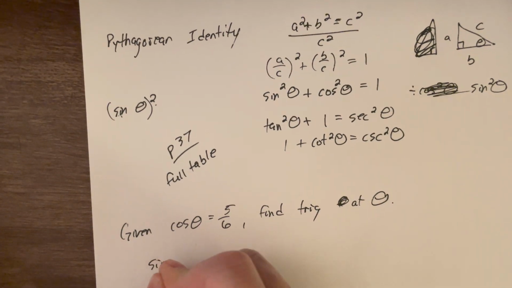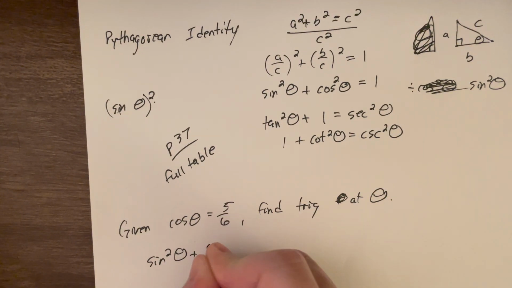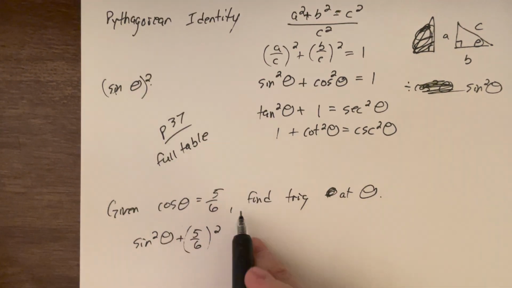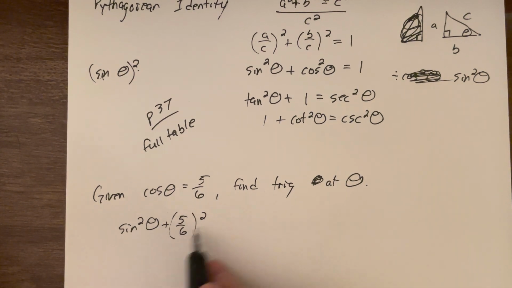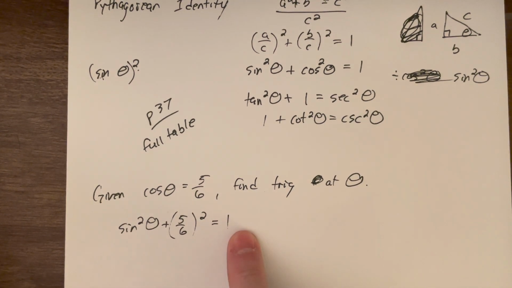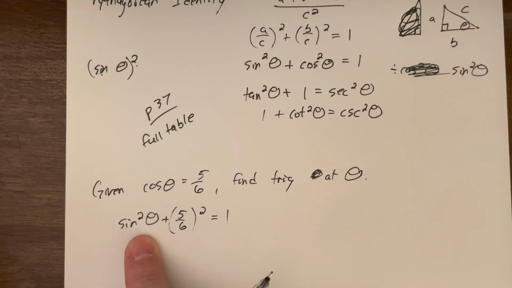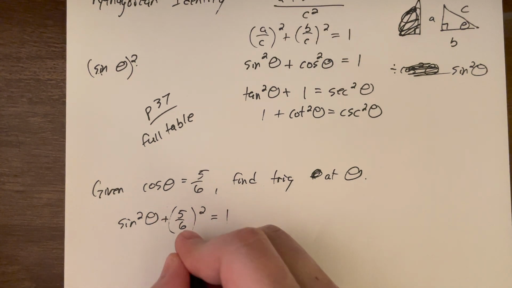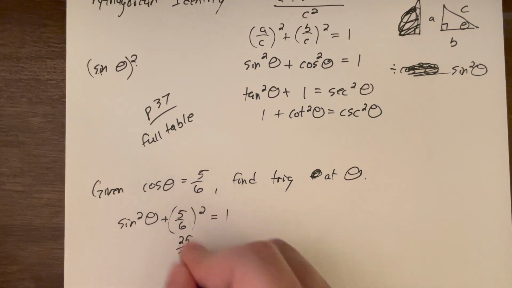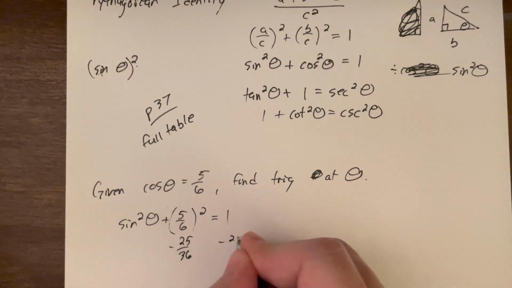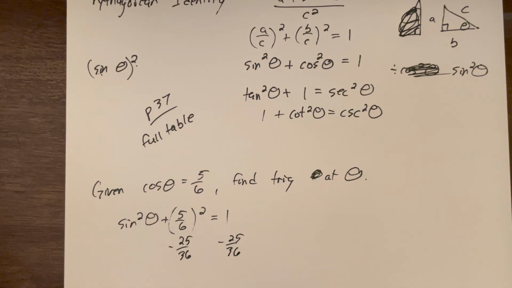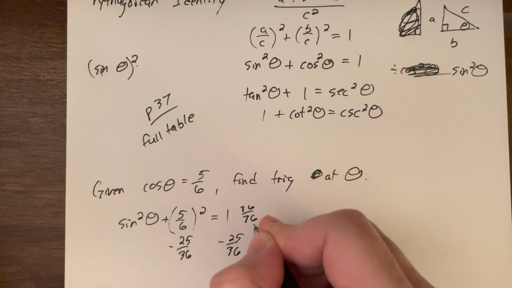I don't know what sine is, but I know cosine is 5/6, so cosine squared becomes 5/6 quantity squared. That equals 1. Let's solve for sine. And I know this bugs people because it's a trig function, but if you really want, make it an x squared. And at the end, just remember x represents sine theta. How do you solve for x squared? Well, first, let's make that 25 over 36. Subtract that from both sides.